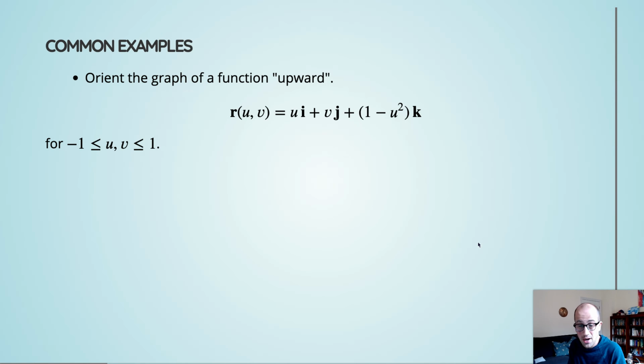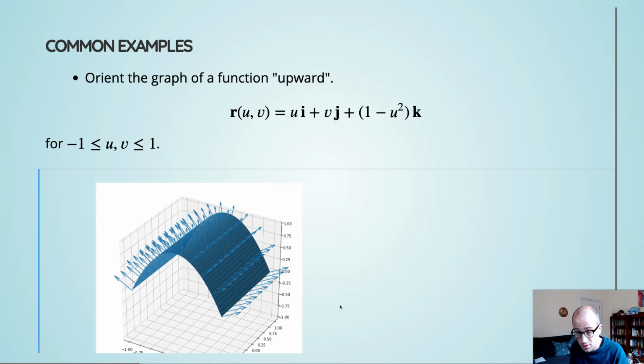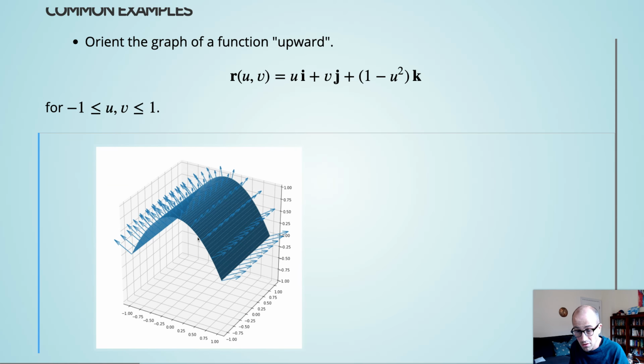All right, so here are some common examples. Let's orient the graph of a function. So I've got a graph of a function. That was one of the kinds of surfaces that we talked about. A typical way to orient it, not required, but typical, is so-called upward. Upward in quotes, you'll see what I mean. Here's the graph of a function, and upward means mostly upward.